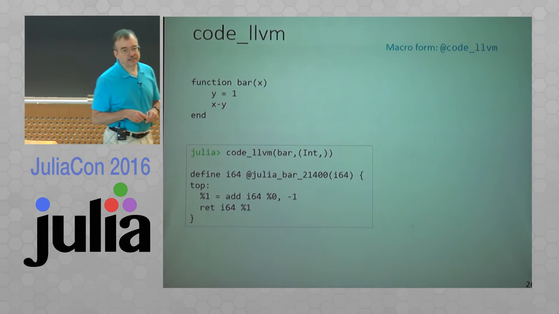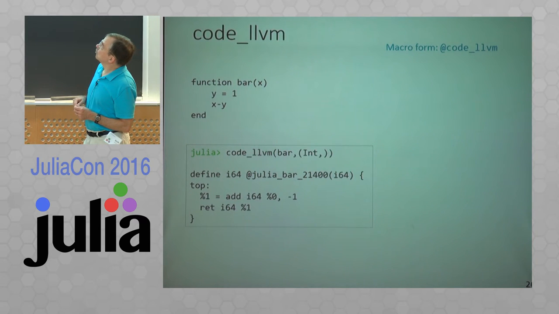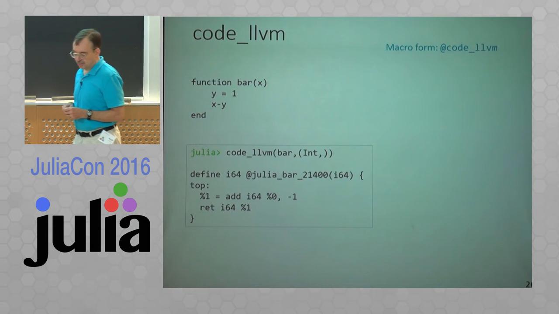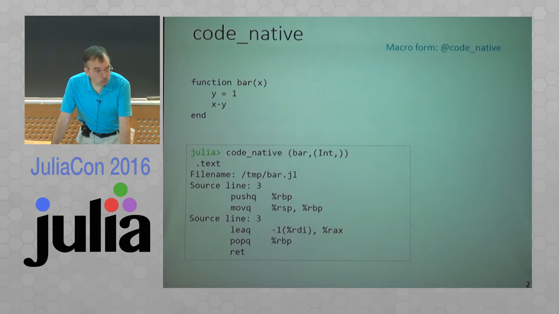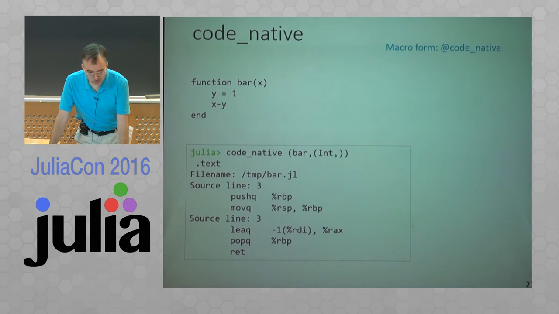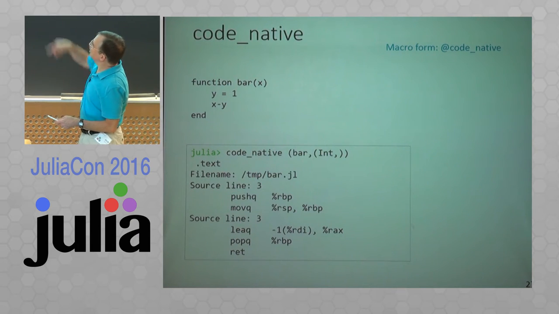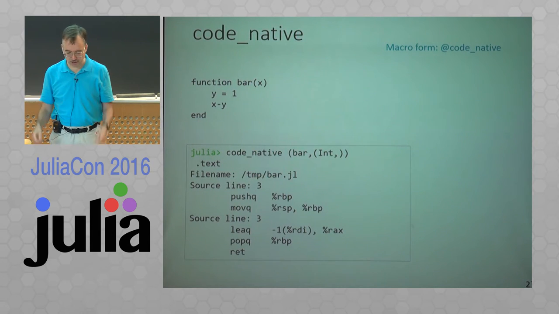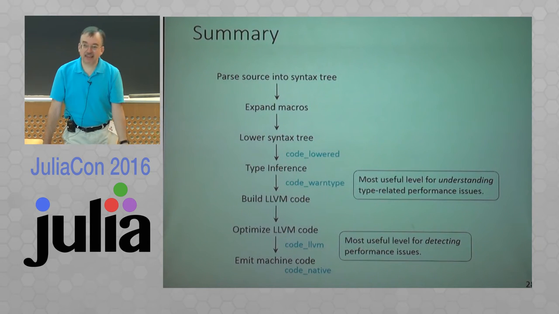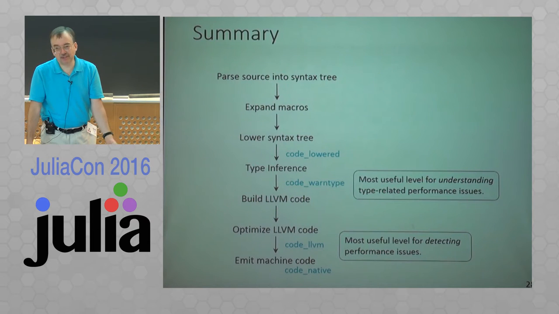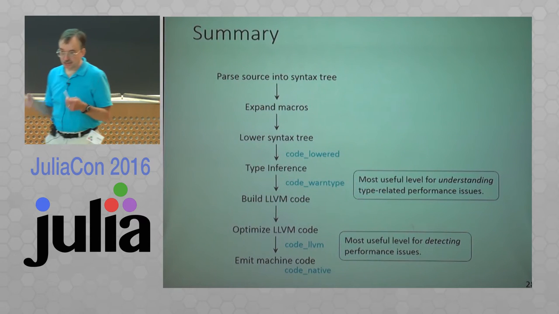So here's code_llvm. This is for bar called on an int. It basically munches everything down to an add instruction. And you see the y and the x have both essentially disappeared. The code in the LLVM basically says to take the incoming argument and subtract one and return it. Then if you go down to the machine code level, code_native will tell you that. And you have to be an x86 fan to love this stuff.